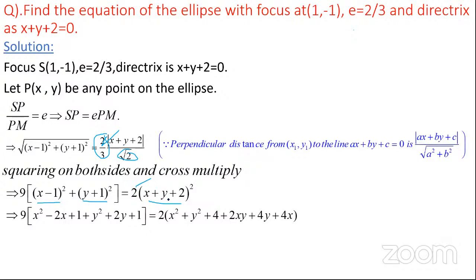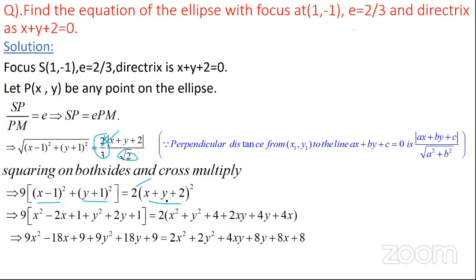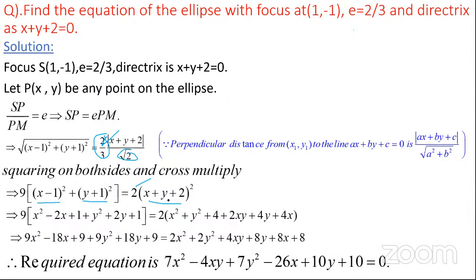Then expand this one: 2 of x square plus y square plus 4 plus 2xy plus 4y plus 4x. Multiply with 9: 9x square minus 18x plus 9 plus 9y square plus 18y plus 9 equals x square plus 2y square plus 4xy plus 8y plus 8x plus 8. Then simplify. The required equation is 7x square minus 4xy plus 7y square minus 26x plus 10y plus 10 equals 0.